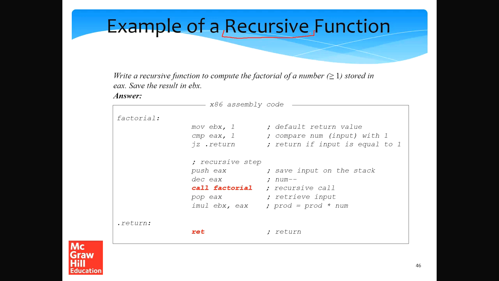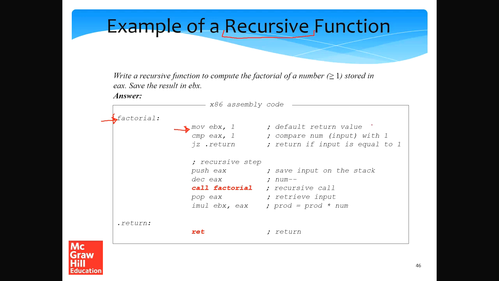Alright, so let's start. The name of the function is factorial. Whenever we jump, we'll essentially jump to this point. Here we put 1 in EBX. This is the default return value. Recall that 0 factorial is 1.